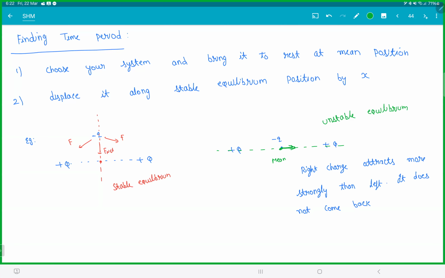Stable and unstable equilibrium. The same point can be a stable equilibrium, and the same point can be an unstable equilibrium, depending on which way you're displacing it. If you displace along the perpendicular bisector, it is a stable equilibrium. But if you displace it along the line joining the charges, it is an unstable equilibrium. Have a look at this page. Clear?